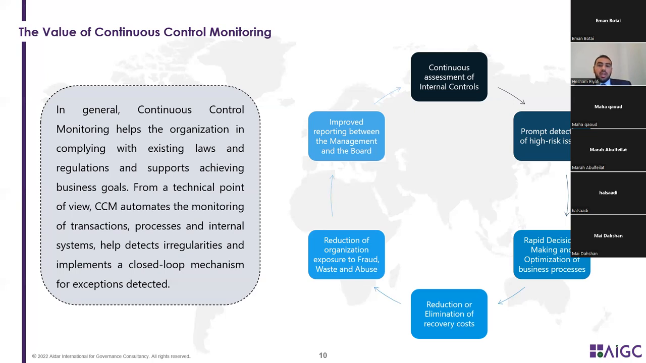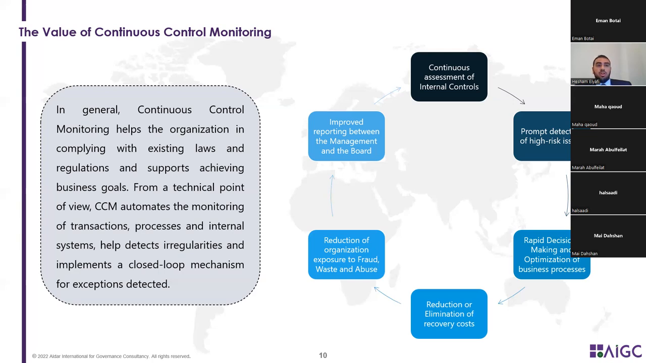When it comes to decision making, when we need to take rapid decisions, because we have an overview of the business, because we have a proper look at how it is operating, and we can know the areas of inefficiency, we can take better and more rapid decisions. By understanding or identifying an irregularity as soon as it occurs, we sometimes reduce the recovery cost, or we eliminate it. And whenever we automatically detect items or instances as soon as they occur, we have the possibility of reducing the organization's exposure to fraud, waste, or abuse.